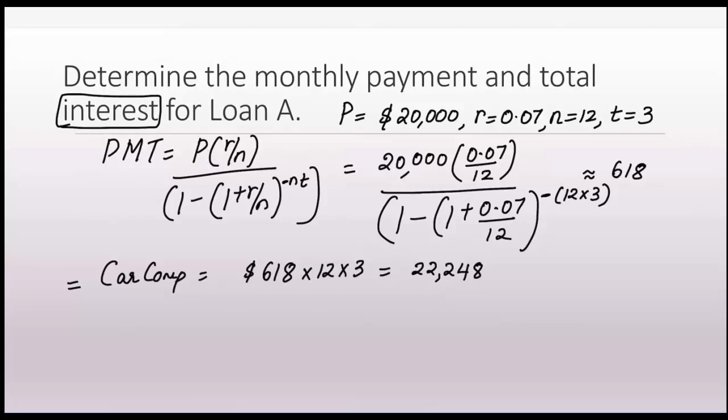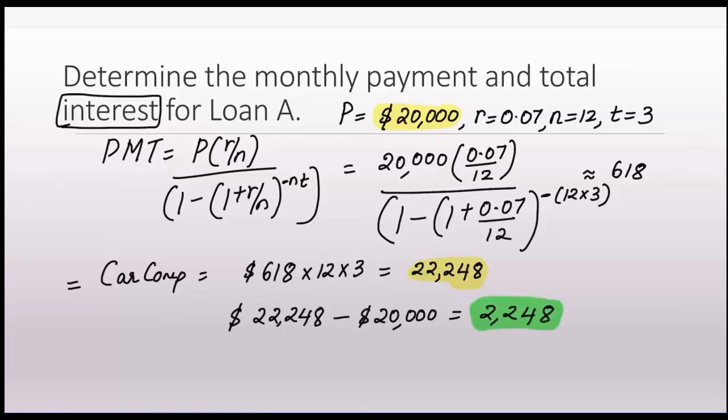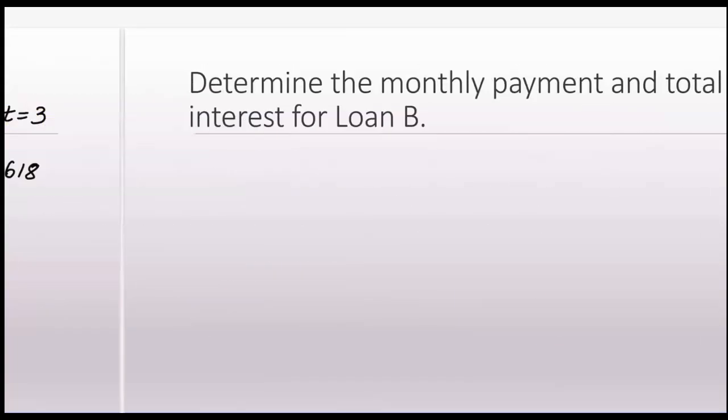But what's the cost of the car? The cost of the car is only $20,000, but I'm paying them $22,248. So the difference, 22,248 minus 20,000, the extra amount that you paid, is the interest that you paid. Keep in mind they survive only on the interest. So the more years you take the loan, the more interest you pay. Now let's check the next loan and see how much interest we pay in that one.